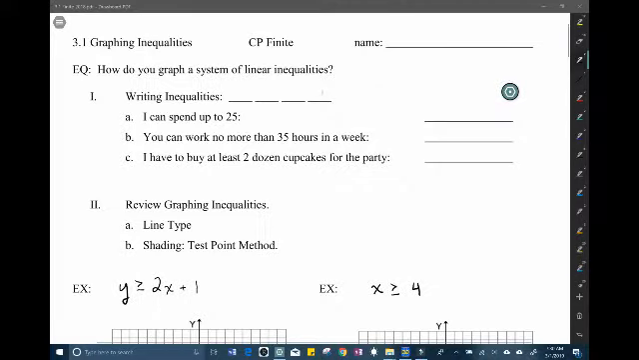Welcome, finite mathematicians, to a new chapter and a new lesson, 3.1, graphing inequalities. Again, this is mainly review type stuff, so let's get right on into it.